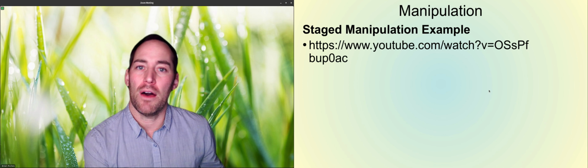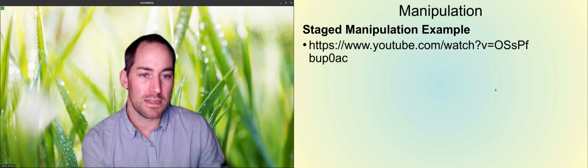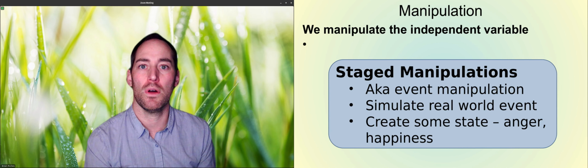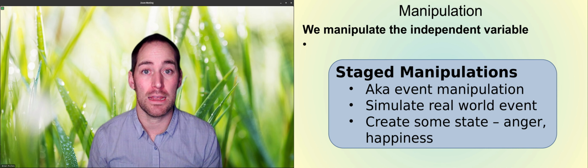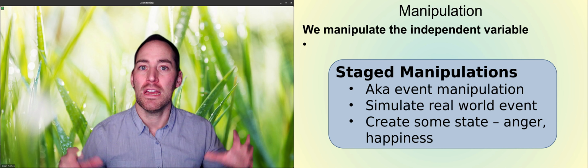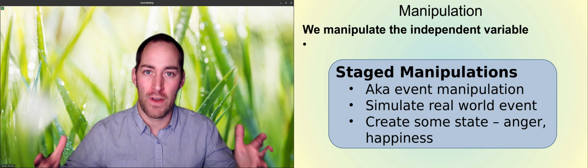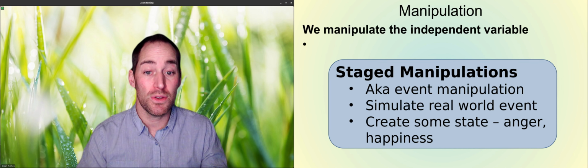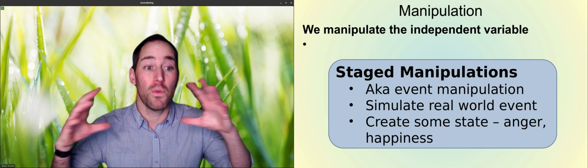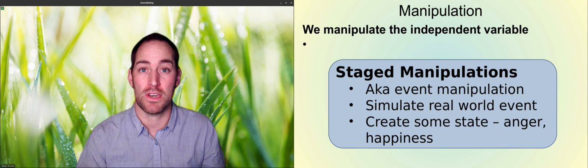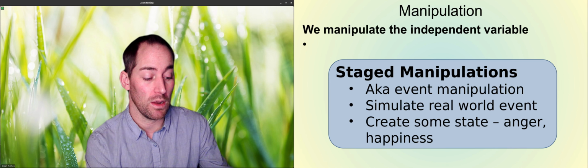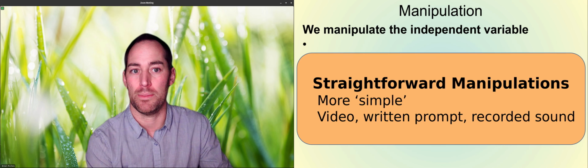But that's an example of a staged manipulation. You're creating some sort of event around things, some manipulation of the real world. They can get very, very complicated. But the main idea around these is you want to control all other variables. You want to manipulate just the variables you're interested in. And to do that, sometimes you need to make a really, really specific situation happen. So staged manipulations can be essential depending on what you are looking at. In some cases, you might be able to do something more like a straightforward manipulation.